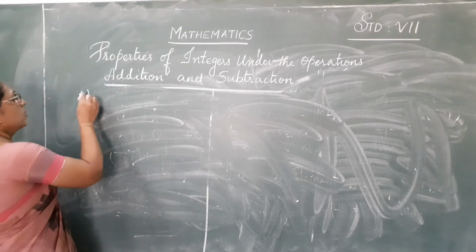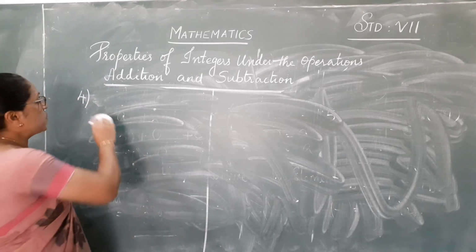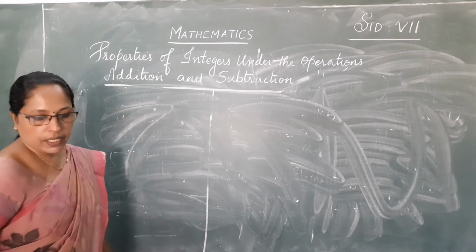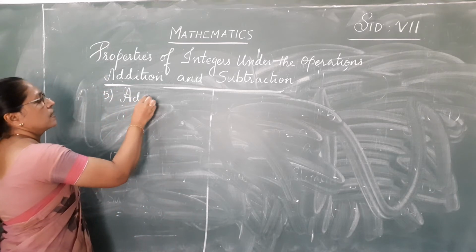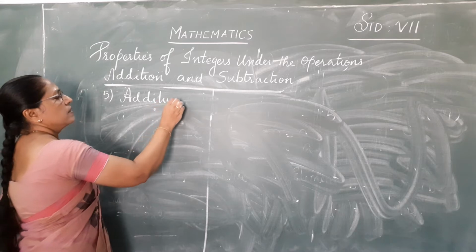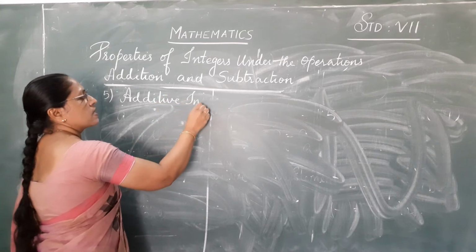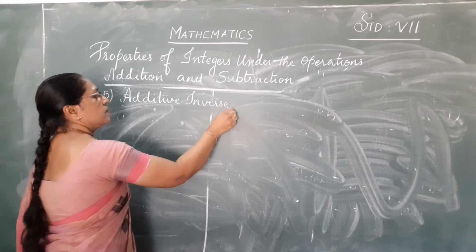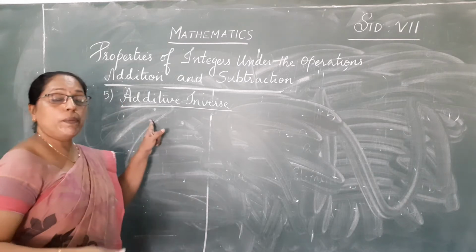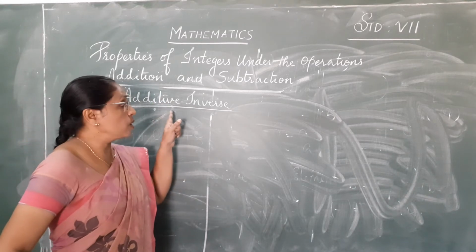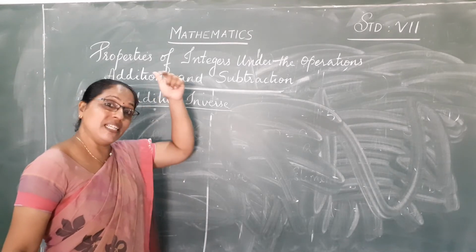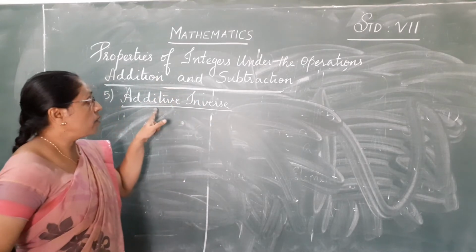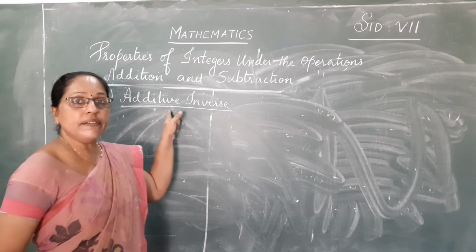Next property is the fifth property, that is additive inverse. This property you already know in the first class notes. It is written additive inverse. When we discussed the integer introduction, I have already explained what is additive inverse.